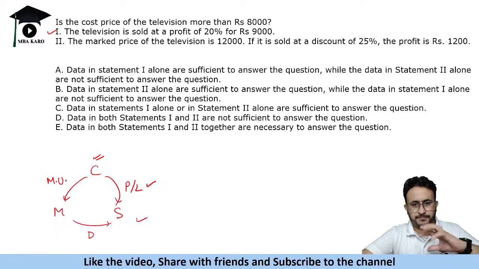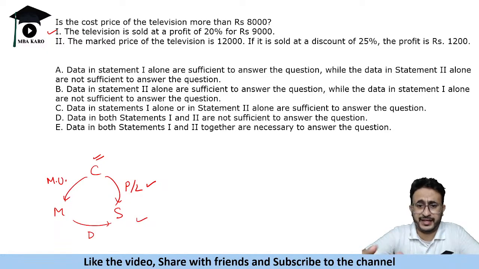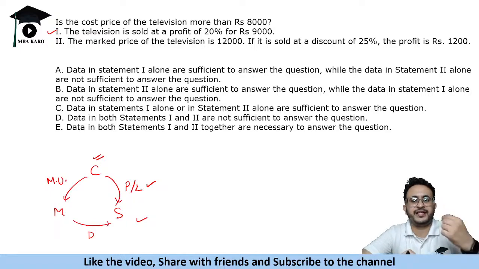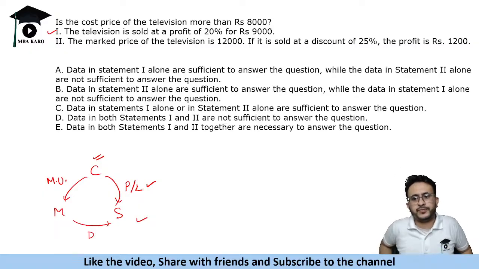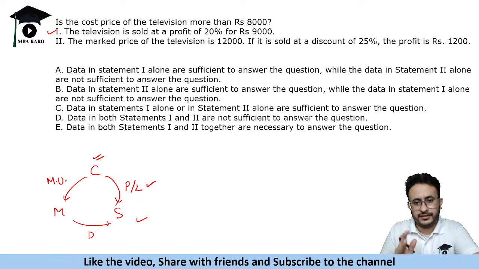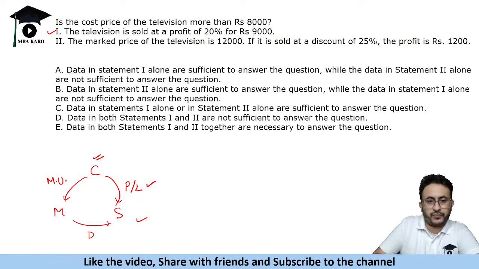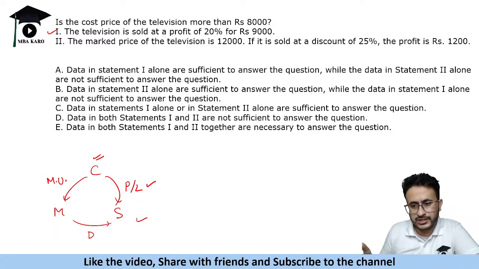Okay, we can get the cost price. Now if you actually calculate, you will get the cost price less than 8,000, right? And you might say that no, it is not correct. See, the question is asking whether you can answer the question. Yes, using this data I can find whether the cost price is less than 8,000 or not. Okay, so 1 is sufficient to answer the question.